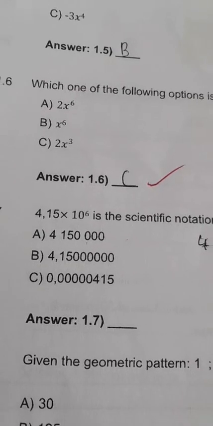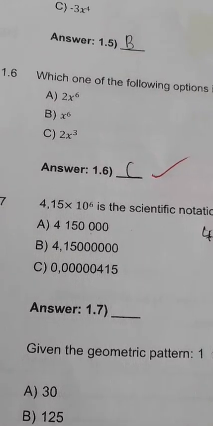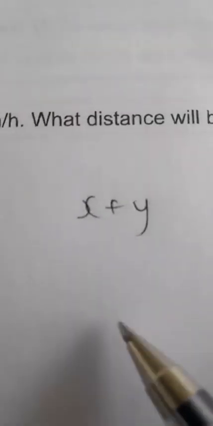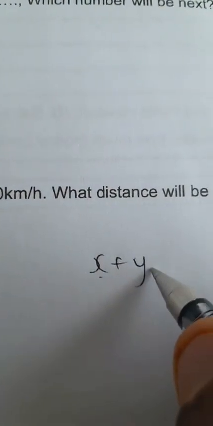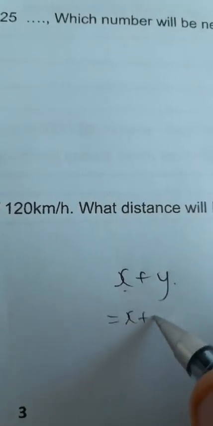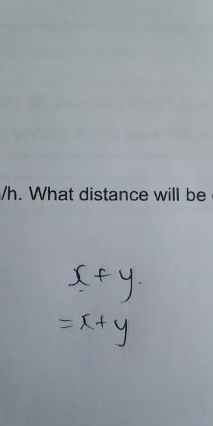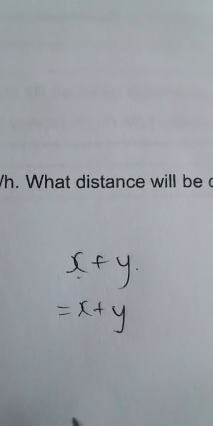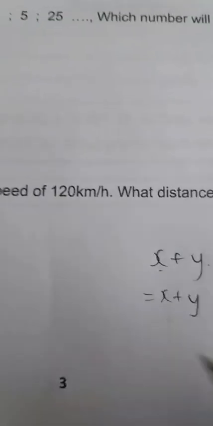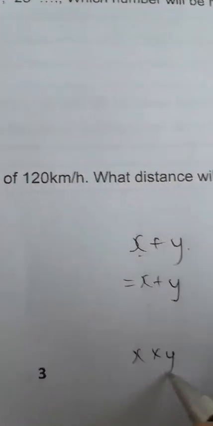Okay, Bexy is asking, what if they were not the same base? Remember, if they are not the same base, let's say x plus y. X plus y, the variables, the bases are not the same if you are adding them. So x plus y is equal to x plus y. We do not add or subtract unlike terms. These are unlike terms. Okay. What about the multiplication? X times y.